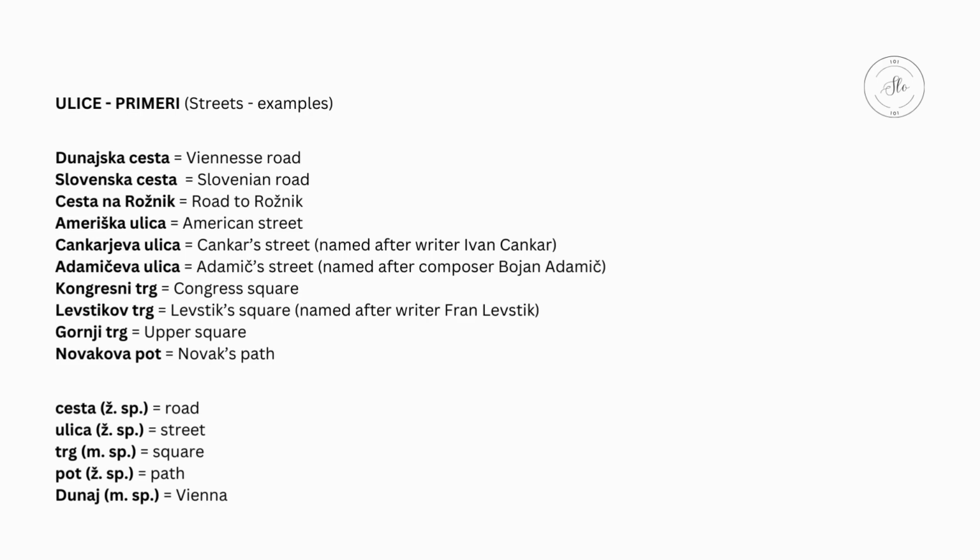Kongresni trg, Congress Square. Levstikov trg, Levstik Square, after writer Fran Levstik. Gornji trg, Upper Square. Novakova pot, Novak's path. Below we have words one can often find in street names. Cesta, ulica, trg, pot. And finally, I included Dunaj, which is the Slovenian name for Vienna.